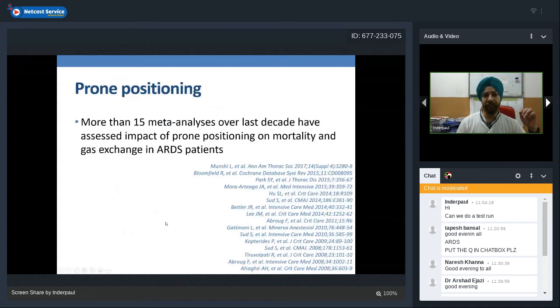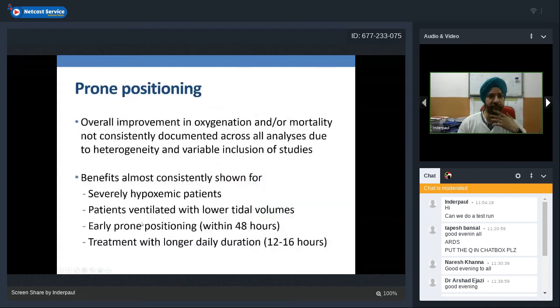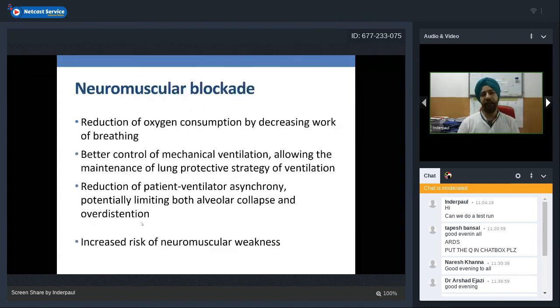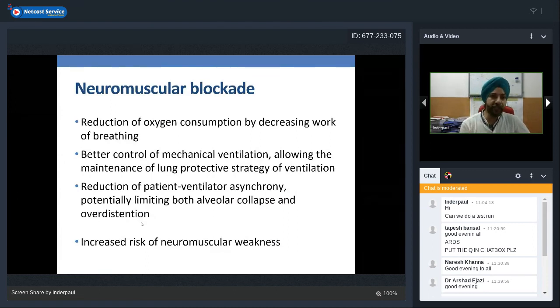More than 15 meta-analyses have been done in the past, and proning has been shown to improve the survival in our patient. So we proned the patient and we started waiting. Now it is routine in our ICU that we prone all our patients who have severe ARDS. In fact, this proning has been extrapolated to COVID ARDS, and many patients have been asked to do self-proning even while breathing spontaneously. So proning actually improves oxygenation. Whether it improves survival in mild ARDS of COVID is again a question that needs to be answered.